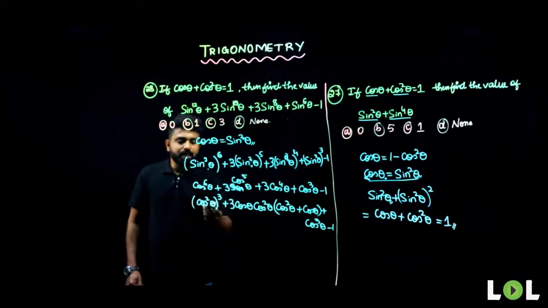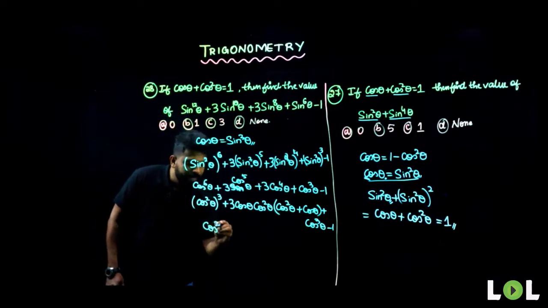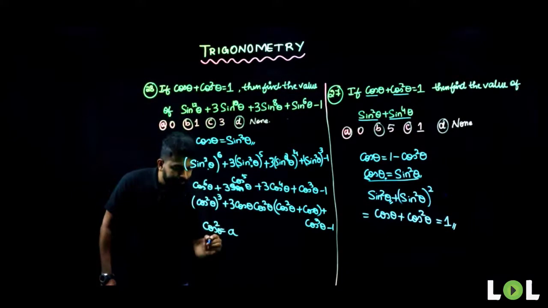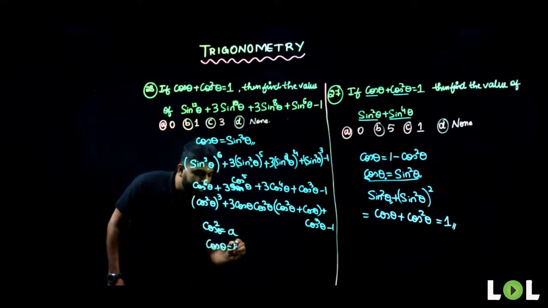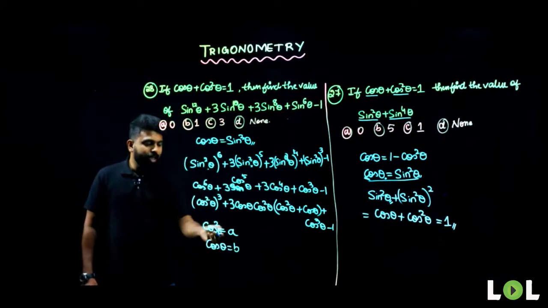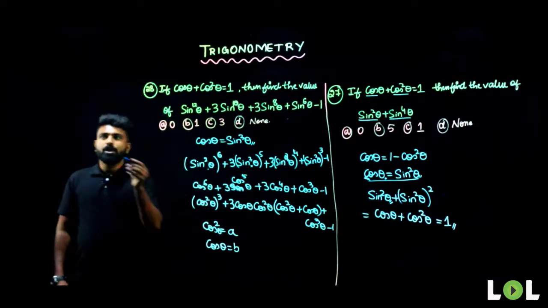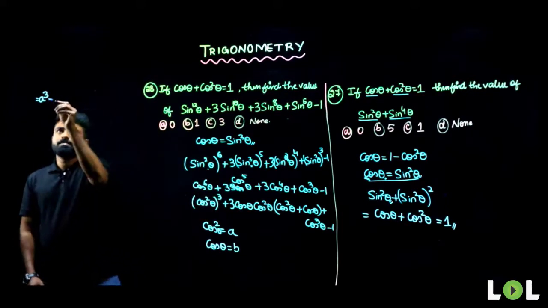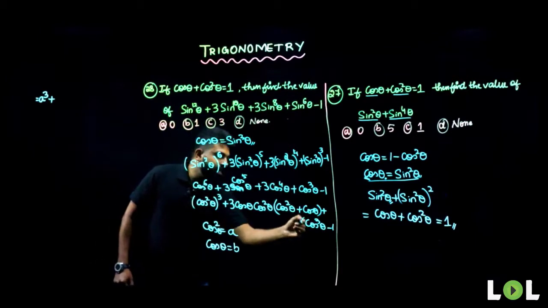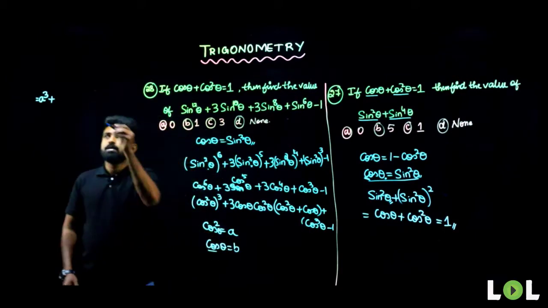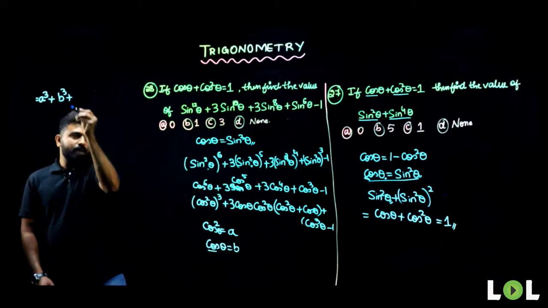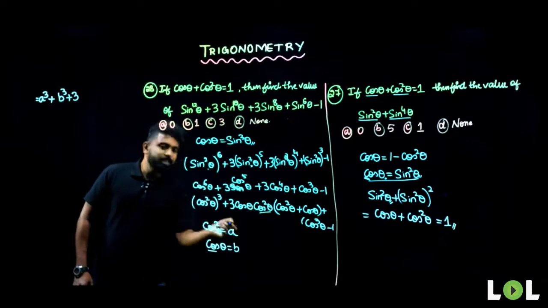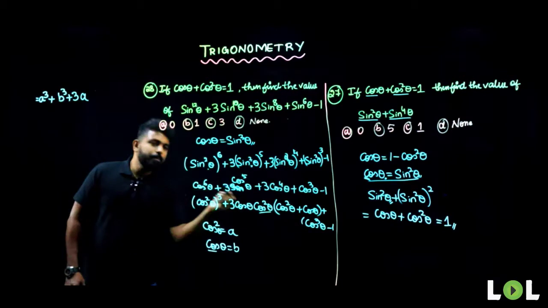So now, if I consider cos square theta as A and cos theta as B, now what will happen? I'll replace cos square theta everywhere by A. So I'll be left with A cube. This will be equal to A cube plus, look at this, cos theta the whole cube. Cos theta is nothing but B cube plus 3 into, what is cos square theta? Cos square theta, I can replace it as A. Cos theta is nothing but B.